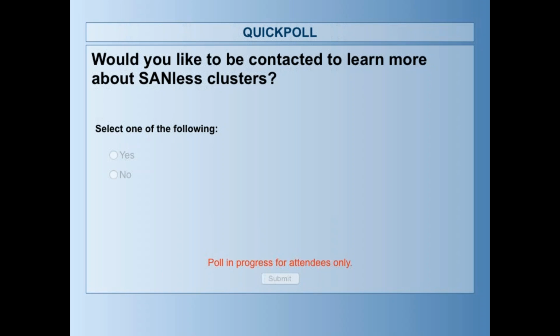Yeah, great question. So yes, you can automate that. With failover clustering, it's got PowerShell cmdlets to automate all of that. DataKeeper also has a command line interface and PowerShell cmdlets as well.